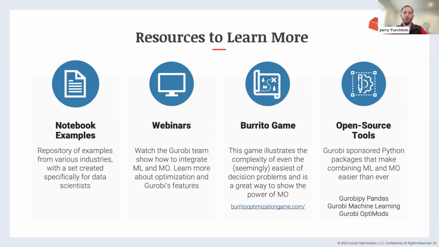And then lastly, the open source tools that I've been alluding to. These are Gurobi sponsored Python packages that really make integrating machine learning and optimization easier than ever. So we have pandas functionality from Gurobi PyPandas, Gurobi Machine Learning, which is the package that lets you do that embedding that I've been talking about. And then one I haven't mentioned so far is called Gurobi OptiMods, which are pre-built optimization models that you can use right out of the box to get some goodness out of and help you understand how optimization can be used for certain problems. And then if you want to learn more, the code is there to understand how the modeling works, and then you can take it as your own.